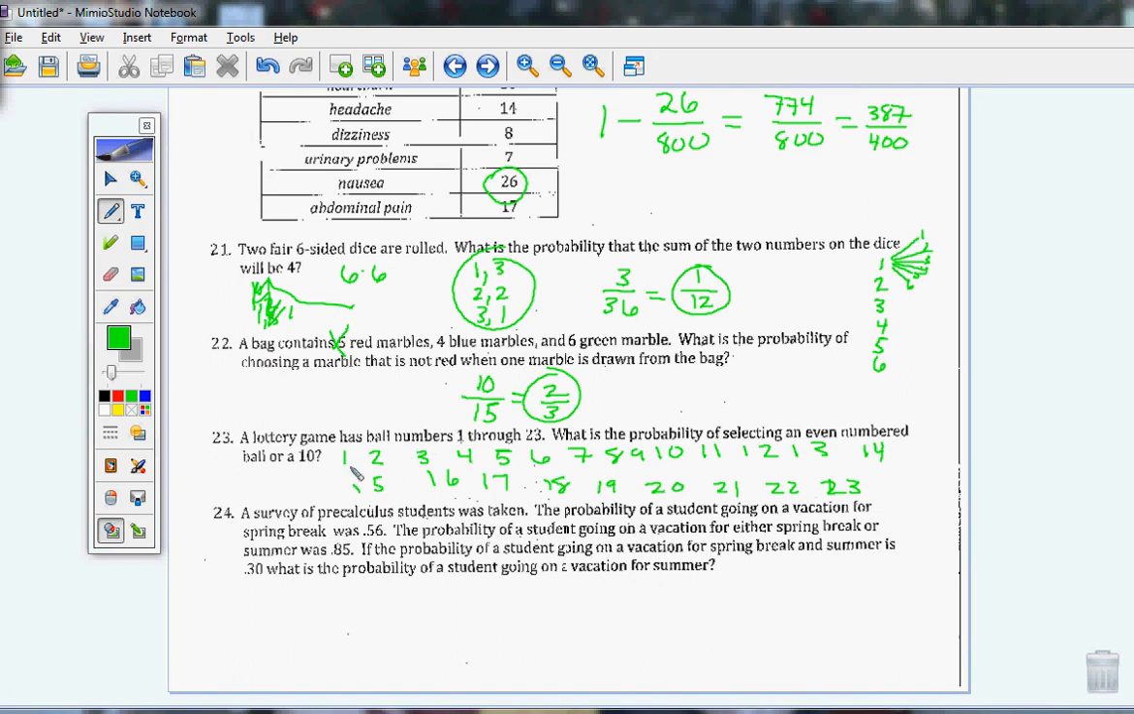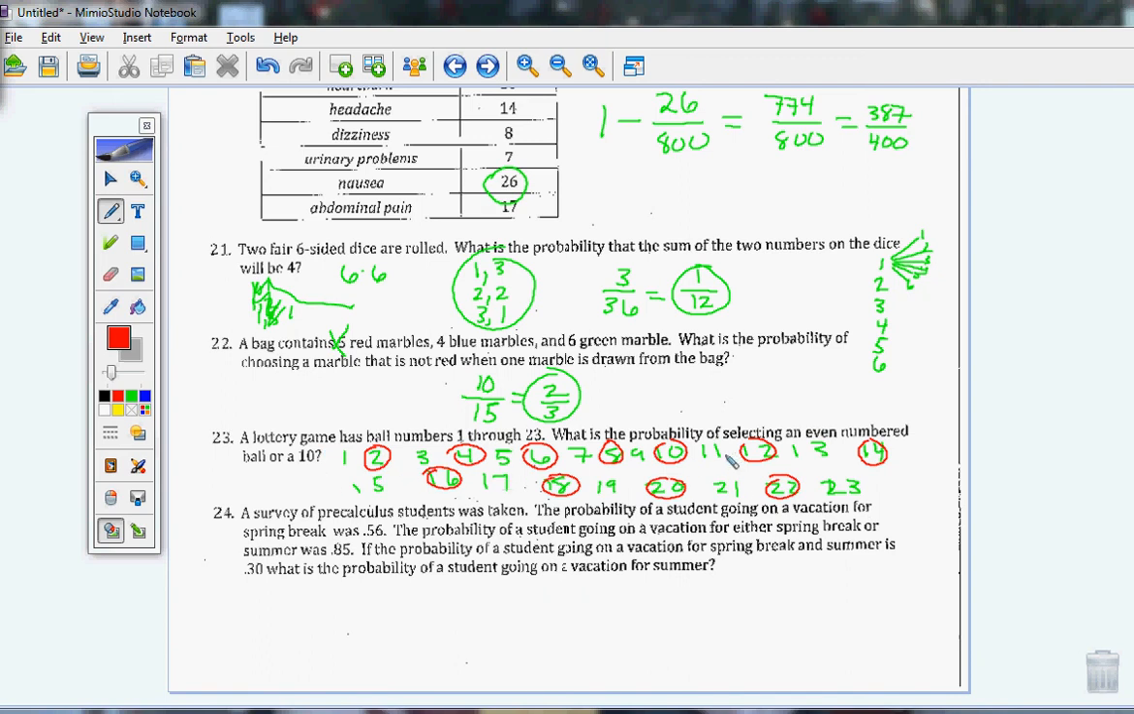All right, so here's the deal. What is the probability of selecting an even numbered ball? Well, how many are there? Let's see. 1 success, 2 success, 3 success, 4, 5, 6, 7, 8, 9, 10. I have 11 successes out of 23 balls. So I have 11 successes out of 23.